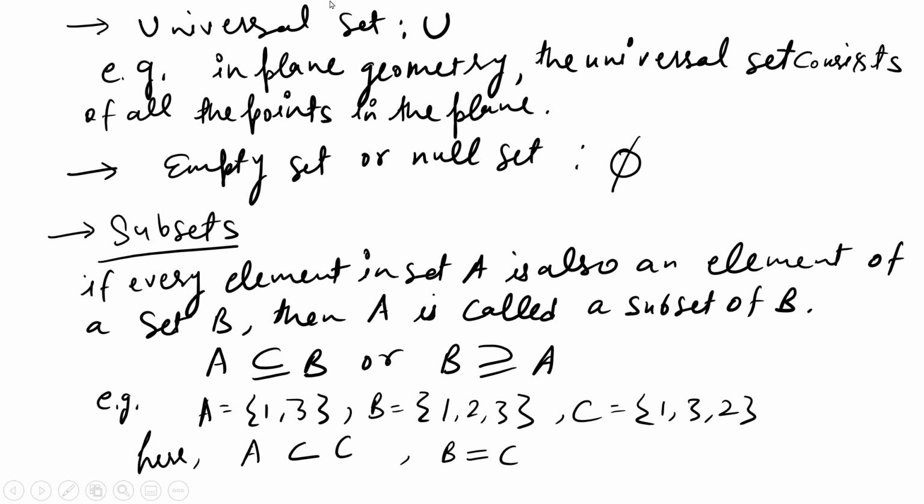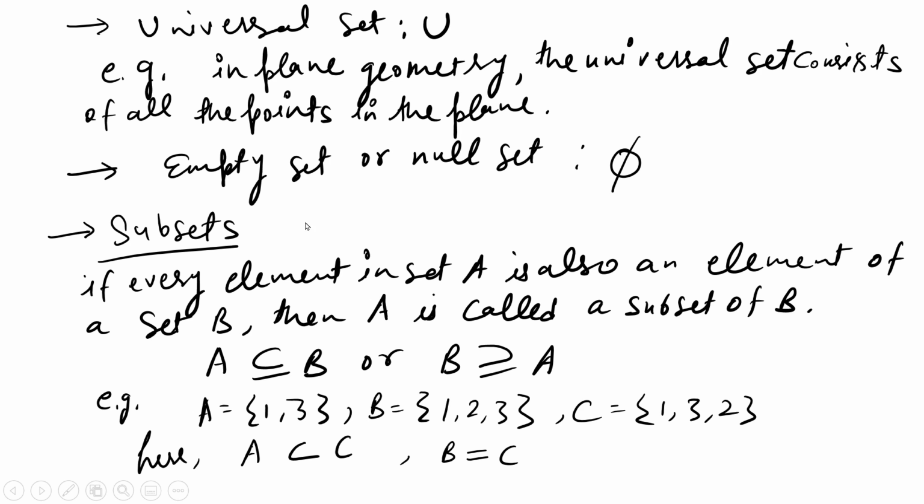We also have a universal set, represented by capital U. For example, in plane geometry, the universal set consists of all the points in the plane. And in the human population, the world population can be represented by the universal set U. We also have the empty set or null set, represented by phi, which means there is no element in the set.